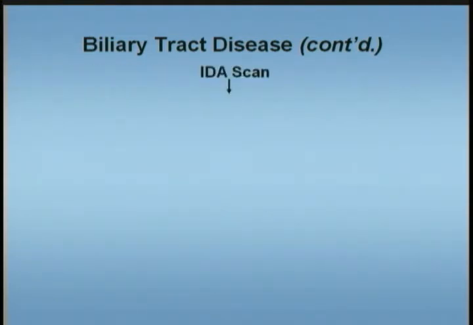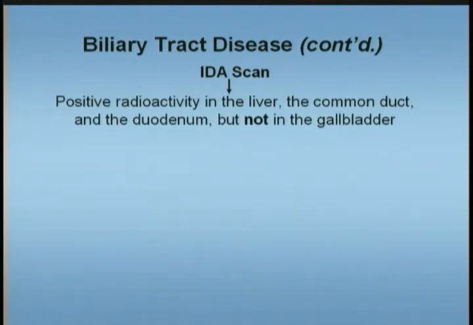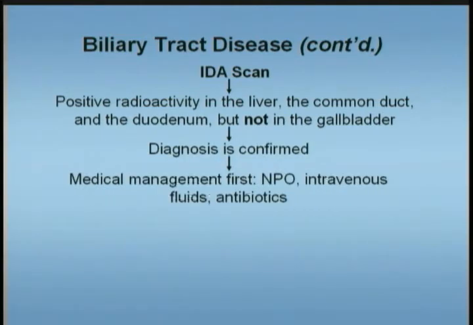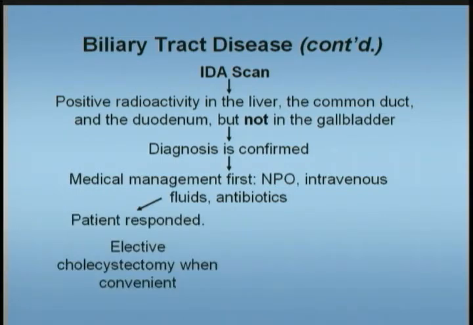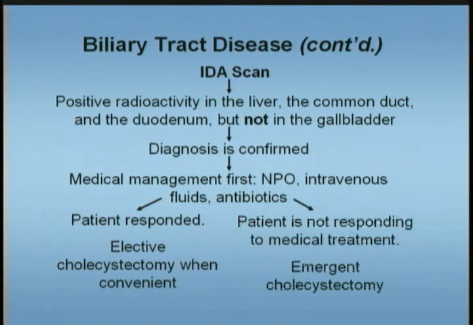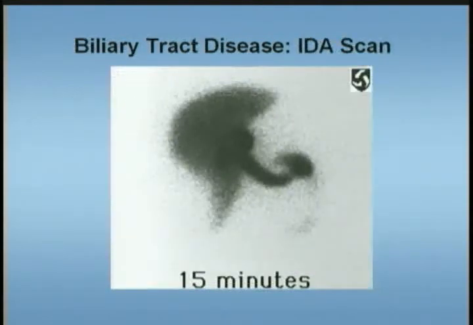Let's continue. If we do the IDA scan, if we see radioactivity in the liver, the common duct, the duodenum, but not in the gallbladder, we confirm the diagnosis of acute cholecystitis. And we start with our medical management first. NPO, intravenous fluids, antibiotics. She gets better, she gets an elective cholecystectomy when it is convenient. But if the patient is not responding to medical treatment, we do an emergency cholecystectomy. Here is an example of an IDA scan that demonstrates the liver and the biliary tract, the gallbladder, and the duodenum.